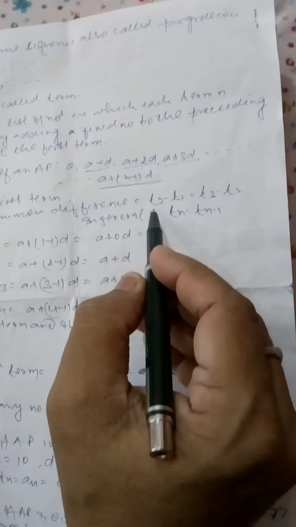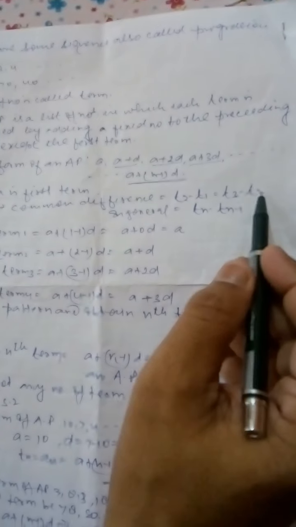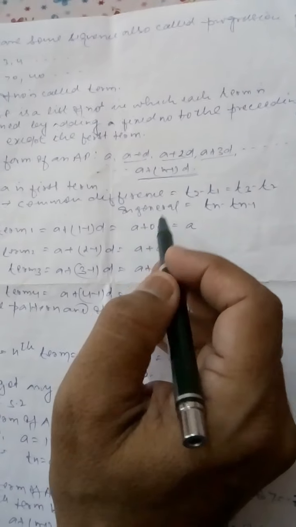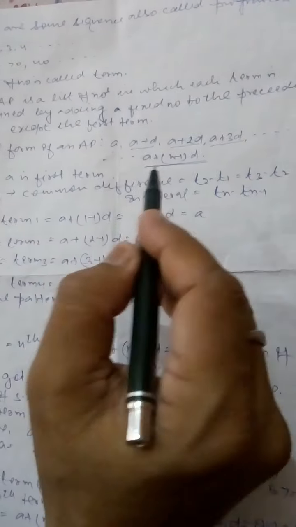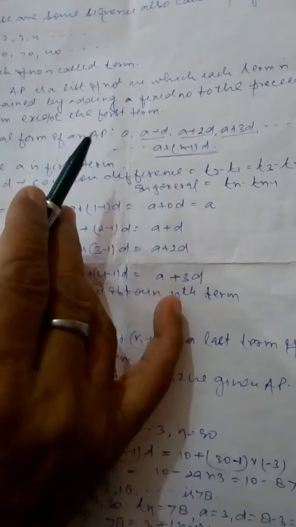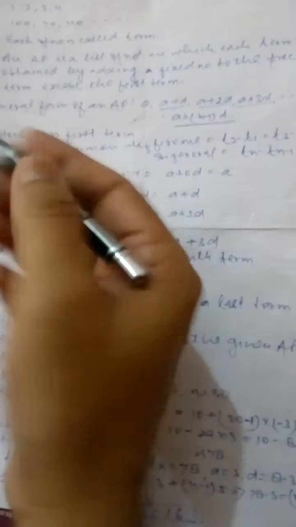Common difference can be found by second term minus first term, or third term minus second term. In general, we can write Tn minus Tn minus 1. So D is the common difference. Common difference means the number which has been added to the terms, and by this adding we get the next term. See here what the pattern is.